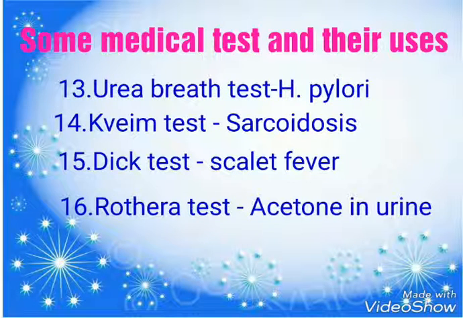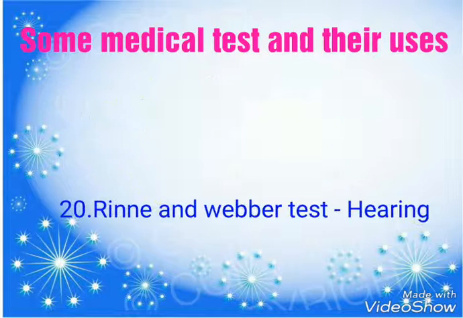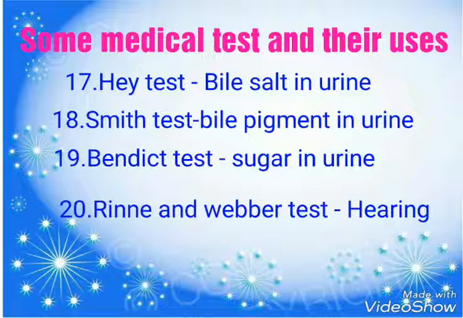Okay. Next, urea breath test for H. pylori infection. Next, Kveim test for sarcoidosis. Next, Dick test for scarlet fever. Rothera test for acetone in urine. Okay. Next, Hay test, that is bile salt in urine. Next, Smith test, bile pigment in urine. Next, Benedict test, sugar in urine.